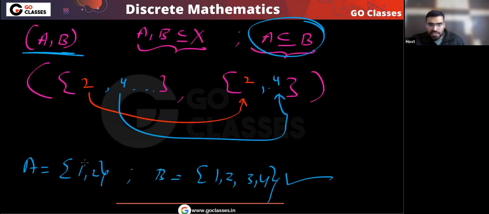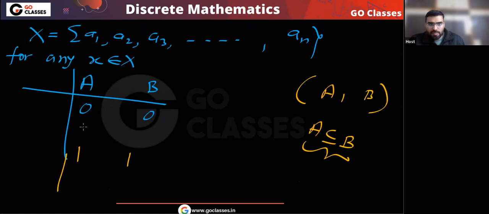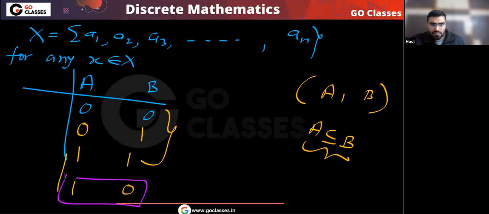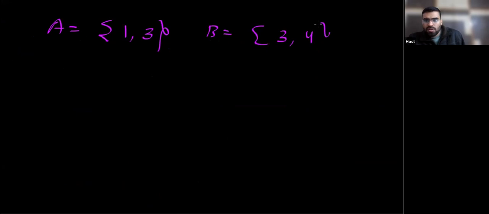If it is in A, then it should definitely be in B. But you can notice that some elements can be in B but not in A. So these situations are fine, but this is not fine. Why is this not fine? Because if you have this type of situation, let's assume that A is 1, 3 and B is 3, 4, then A is not a subset of B.